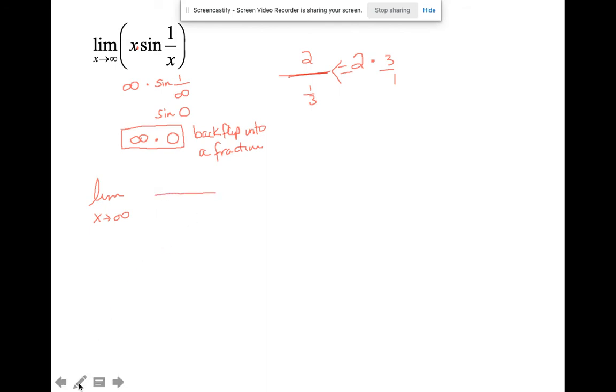And it doesn't matter which one you put on top and which one you put on bottom. In general, it's nicest if you reciprocate the simpler function. And now, is this indeterminate? Well, we already decided that if you're plugging in infinity for x, 1 over infinity is 0, sine of 0 is 0, or getting really, really close to, again, a limit means you're getting really close to. 1 over infinity.